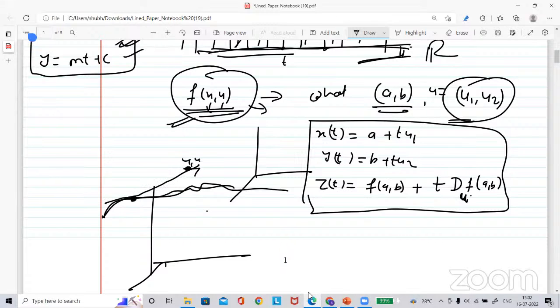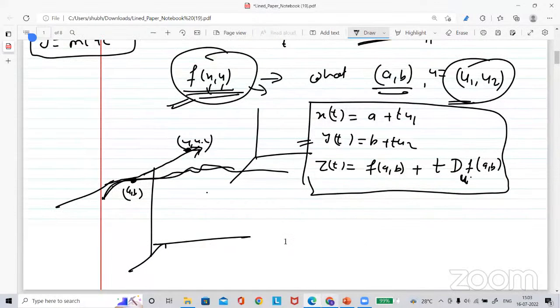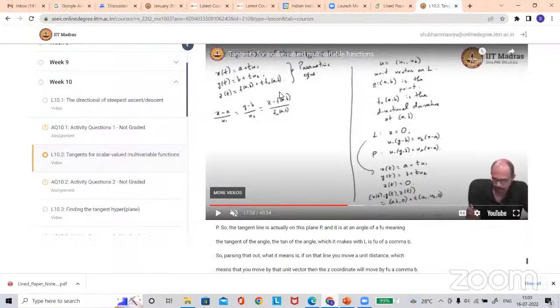So this is your (u1, u2). This is your point (a, b). This is the graph of the function, and this is the tangent line. The equation of the tangent line is this one. So for this question, let me go back to here. This is the formula as written here.